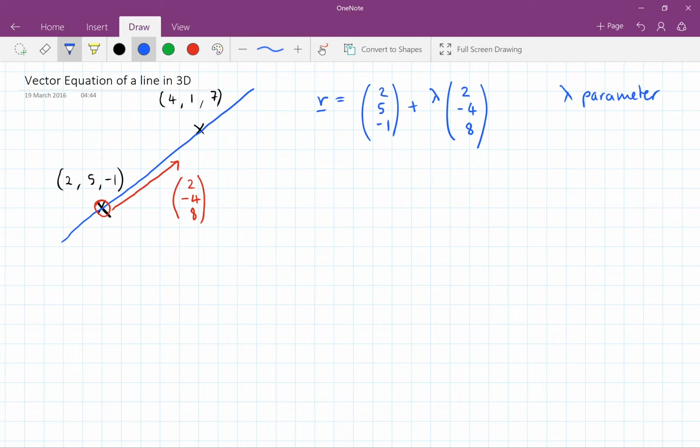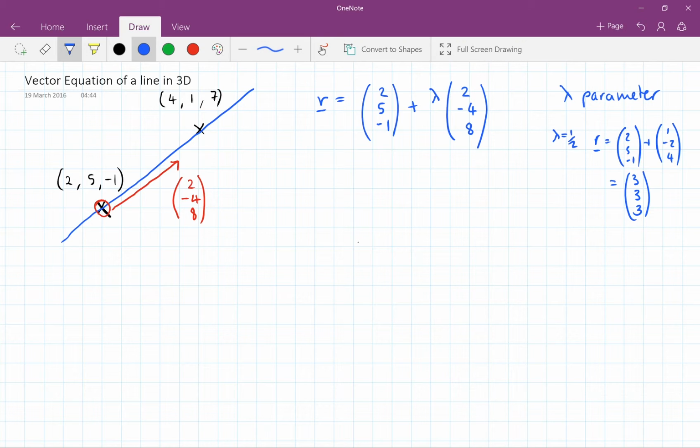If we made lambda 0, we'd have the point (2, 5, -1). If we make lambda 1, that will get us to the point (4, 1, 7). If we make lambda equal to a half, then r will equal (2, 5, -1) + (1, -2, 4), which will give us (3, 3, 3). And I hope you notice that (3, 3, 3) will be the midpoint of these 2 points.